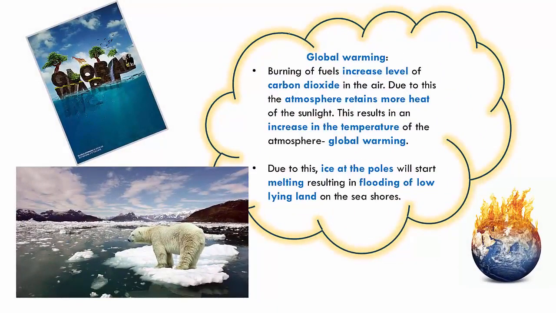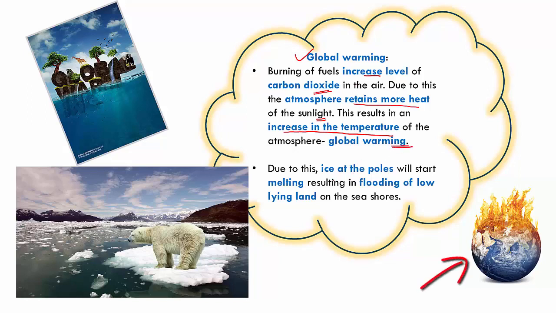Not just that, air pollution causes global warming. How does it cause global warming? Burning of these fossil fuels releases carbon dioxide, and the more you burn, there is an increase in the level of carbon dioxide in our air. An interesting thing about carbon dioxide is that it retains heat. Once it retains heat from the sunlight, it results in an increase in the temperature of the Earth's atmosphere. This increase in temperature of the Earth's atmosphere because of carbon dioxide is called global warming.